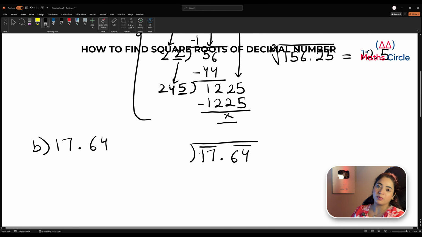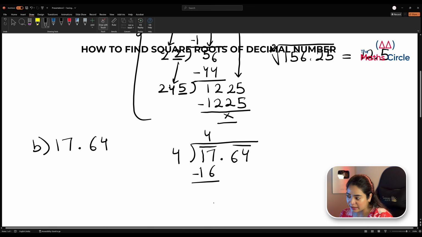Now we have to find a number whose square is smaller than 17, and the number I can think of is 4, as 4 4s are 16. I write it down, subtract it, I get 1. Now the decimal moves to the quotient directly. This pair comes down.